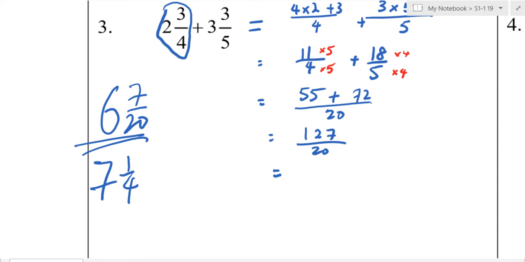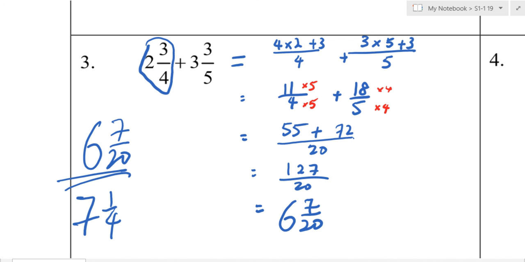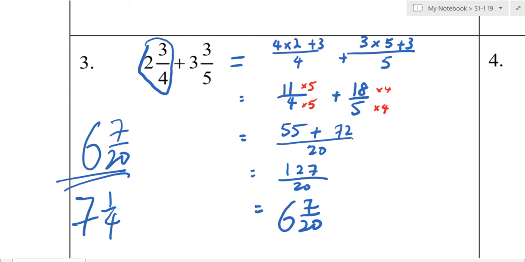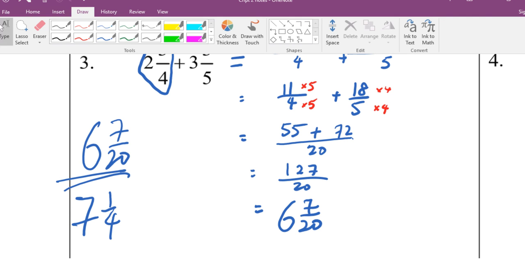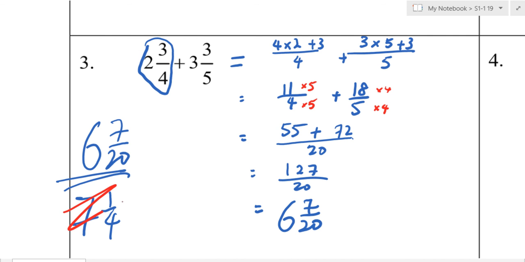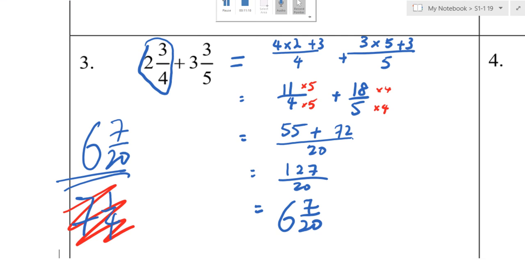I press calculator. Understand? Press calculator. So you get 6 and 7 over 20. You find a mistake? Yeah, I wrote wrongly. There's no such thing as you wrote wrongly. It's because you are not careful. So be more careful and you are okay. Right, pause the video here, complete the rest.